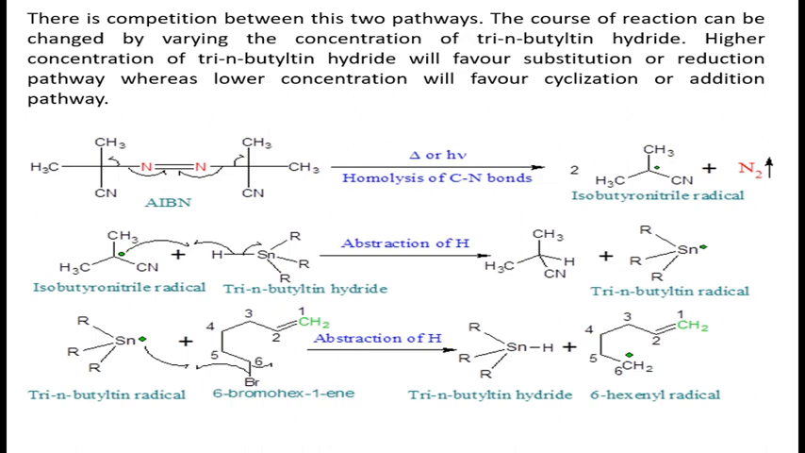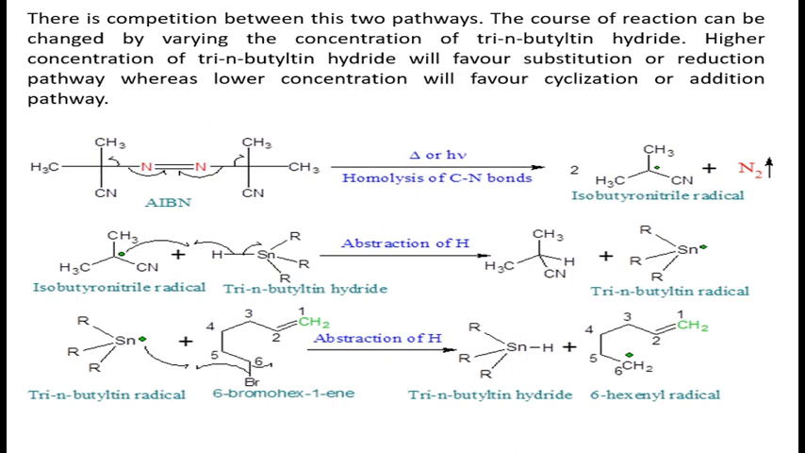In this reaction, 6-bromohexene reacts with tri-n-butyltin radical. Note this point. 6-bromohexene does not directly react with tri-n-butyltin hydride or AIBN. AIBN and tri-n-butyltin hydride react first. This gives tri-n-butyltin radical, and this tri-n-butyltin radical is the actual reacting species with the substrate, that is 6-bromohexene. Then this tri-n-butyltin radical removes bromine from 6-bromohexene.